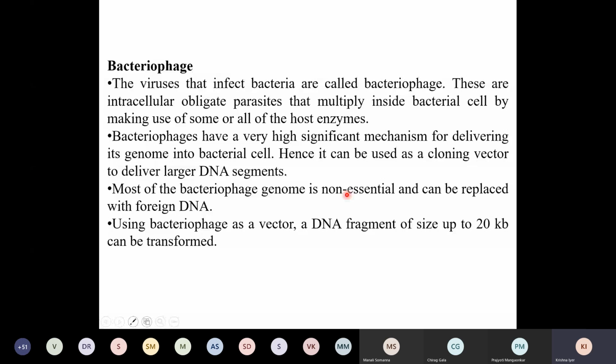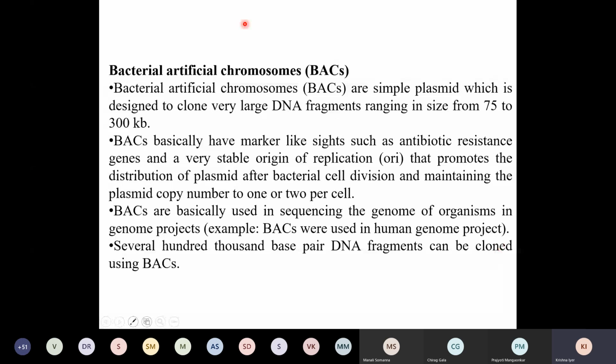Similarly, if I want to insert even bigger pieces of DNA, then the vector I use is called a bacterial artificial chromosome. These are plasmids designed to take up 75 to 300 kilobases. Again, they are no different from any other plasmid, in that they have antibiotic resistance and an origin of replication. But what is important is they are able to carry larger pieces of DNA, and they are made artificially in the lab. They don't occur naturally. That's why they are called bacterial artificial chromosomes. Actually, we should call them bacterial artificial plasmids also.